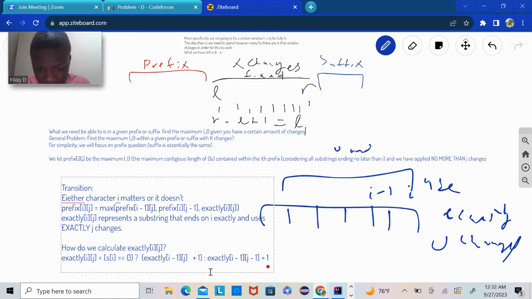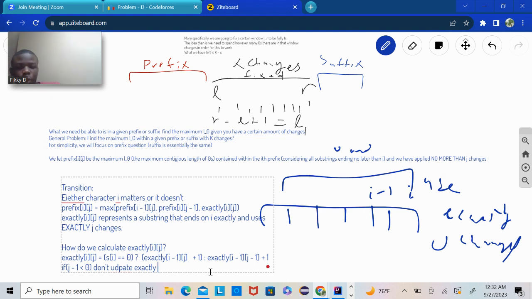If j minus one is out of bounds, going up to exactly, there's zero. It has to be one because you can't change it, so the answer is going to be zero. So just don't update it. And if the character is already a zero, then you can just get the last state that ends on I minus one and add one.